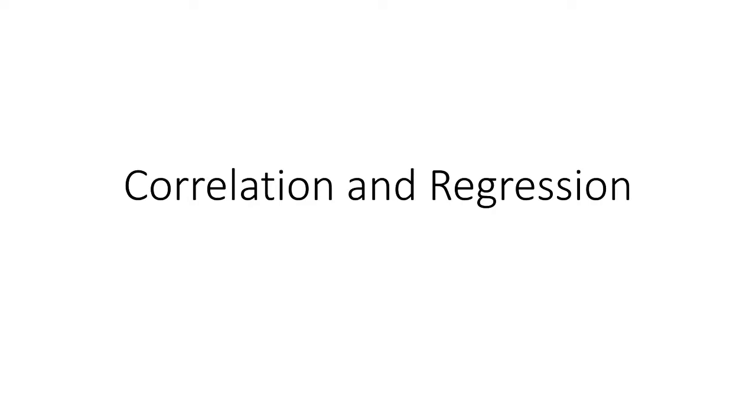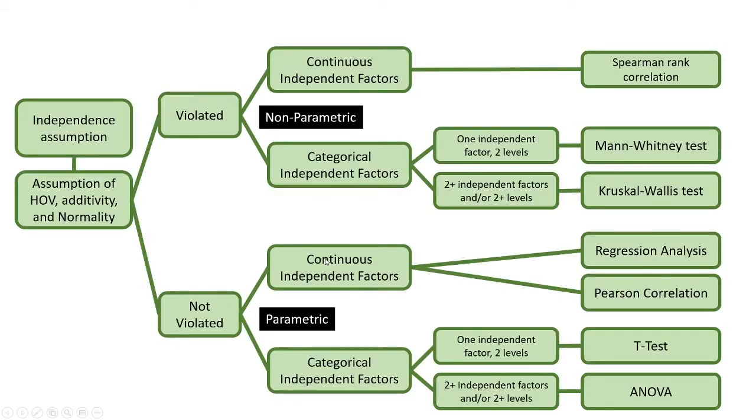Okay, so this week we'll be talking about correlation and regression. If we look at our roadmap of where we're going, over here we have our assumptions of independence, heterogeneity of variances, additivity, normality. If they're not violated, we move over to our parametric tests, and if our x and y variables are continuous, we'll end up with a regression analysis or a Pearson correlation to give us information as to how one of these factors depends on the other.